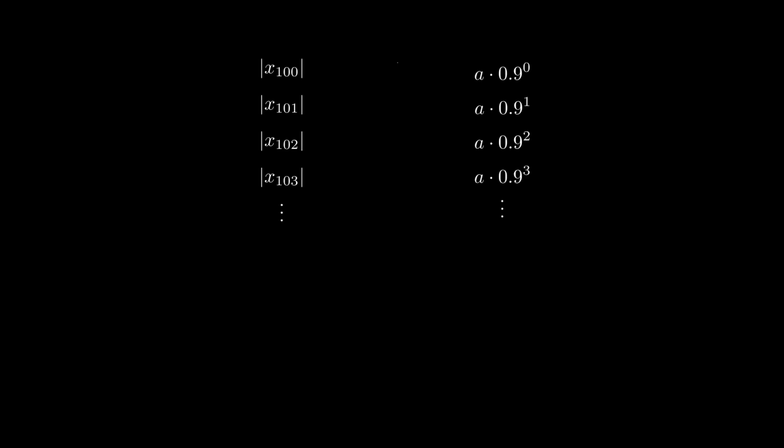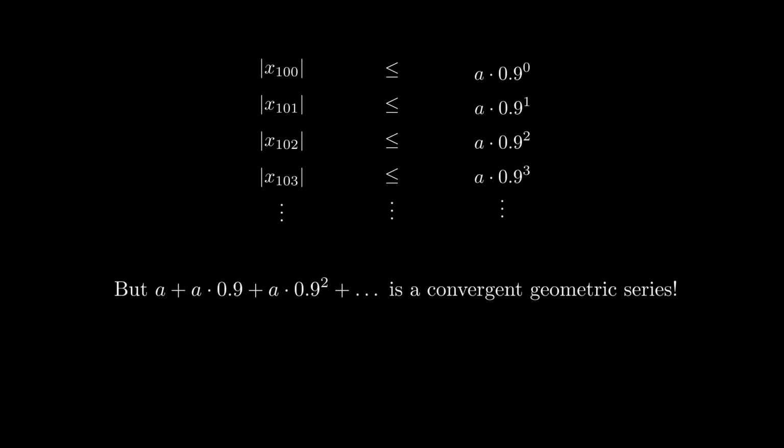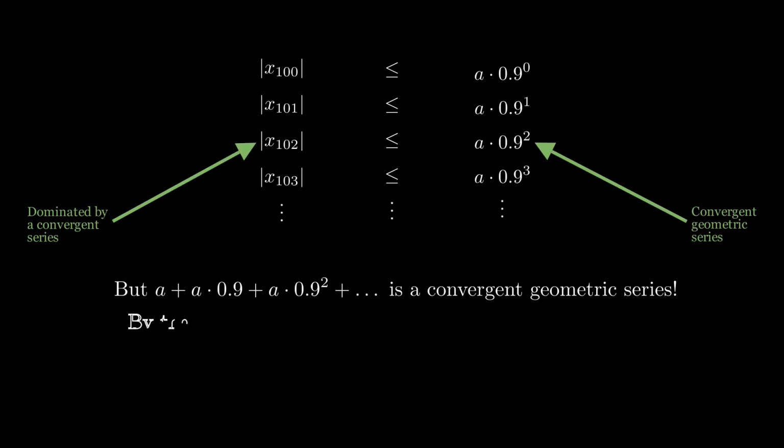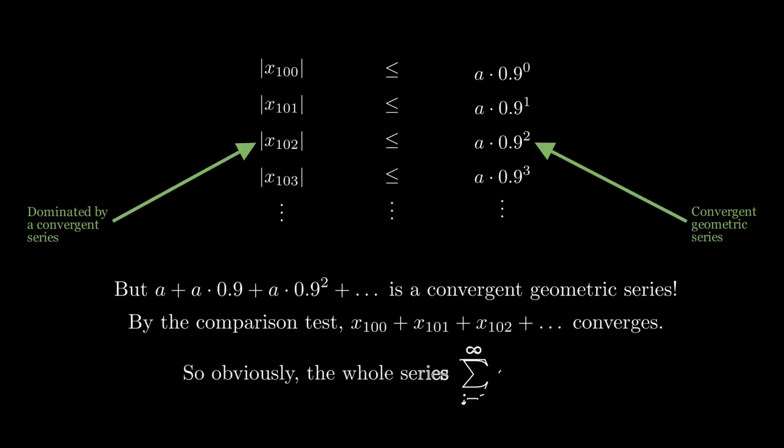To put it another way, I have no idea what goes on for terms 1 through 99, but the series that starts with x sub 100 is dominated by a convergent geometric series. The first term is just a, the second term is at most a times 0.9, the next term is at most a times 0.9 squared, and so on. So by the comparison test, the series starting with x sub 100 converges. And of course, this means that the entire series converges.